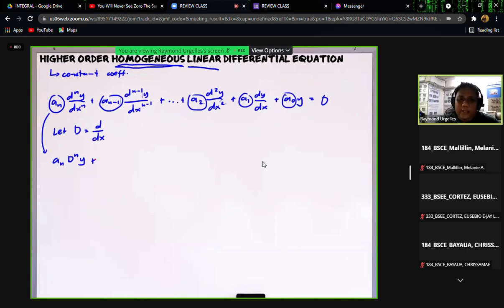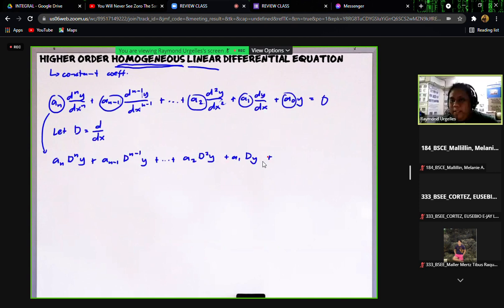Diba? So kaya dito naman, so magiging siyang a sub n minus 1, so then d to the n minus 1 y. So and so on. Diba? So then we have a sub 2, d squared y, so plus a sub 1, so then dy, so plus a sub 0, so times y is equal to 0. Diba? So then we will factor out y, so kaya magkakaroon ka dito ng characteristic equation yun. Diba? So kung sanay na kayo sa ganito, so pwedeng dumiretso kayo sa characteristic equation.